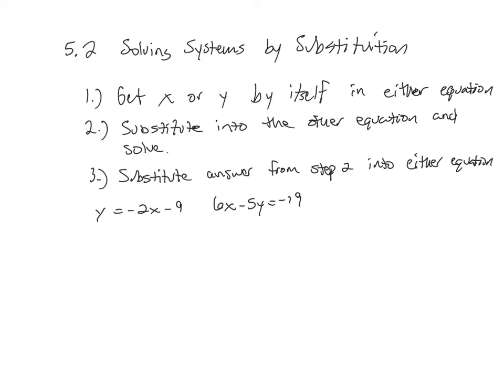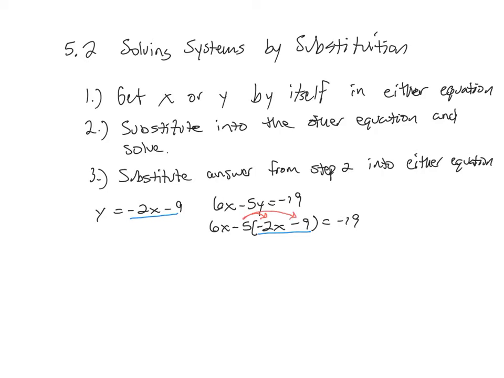So what I'm going to substitute in this problem is, instead of writing a y, negative 2x minus 9 is the same thing as y, because y equals that. They're the same. So in the other equation, instead of writing y, I'm going to write negative 2x minus 9. Okay, so right here, I put that instead of the y. And then here comes the longest part of the problem. I got to solve for x, and this equation is pretty long now.